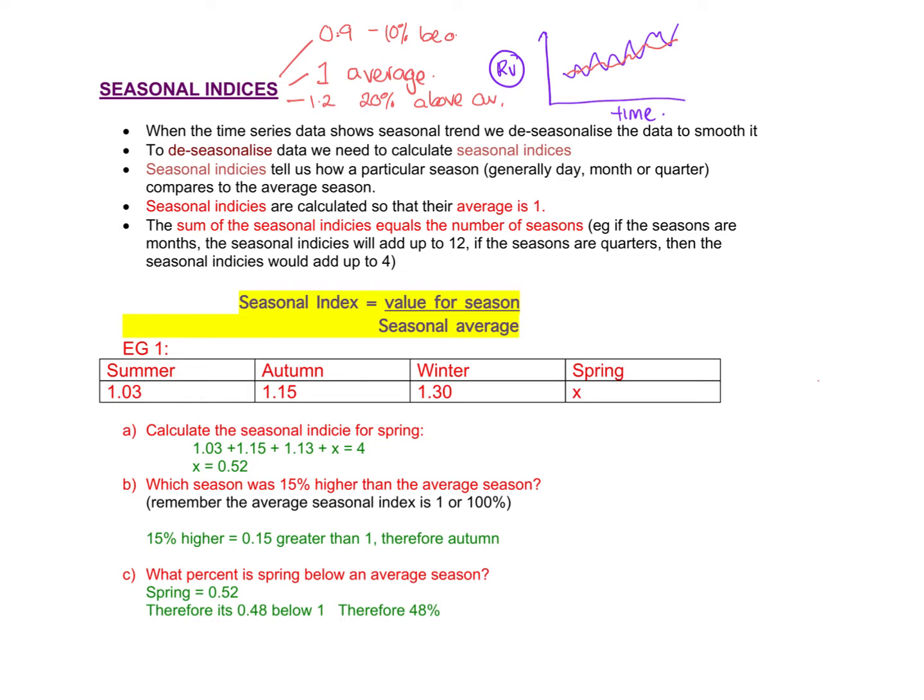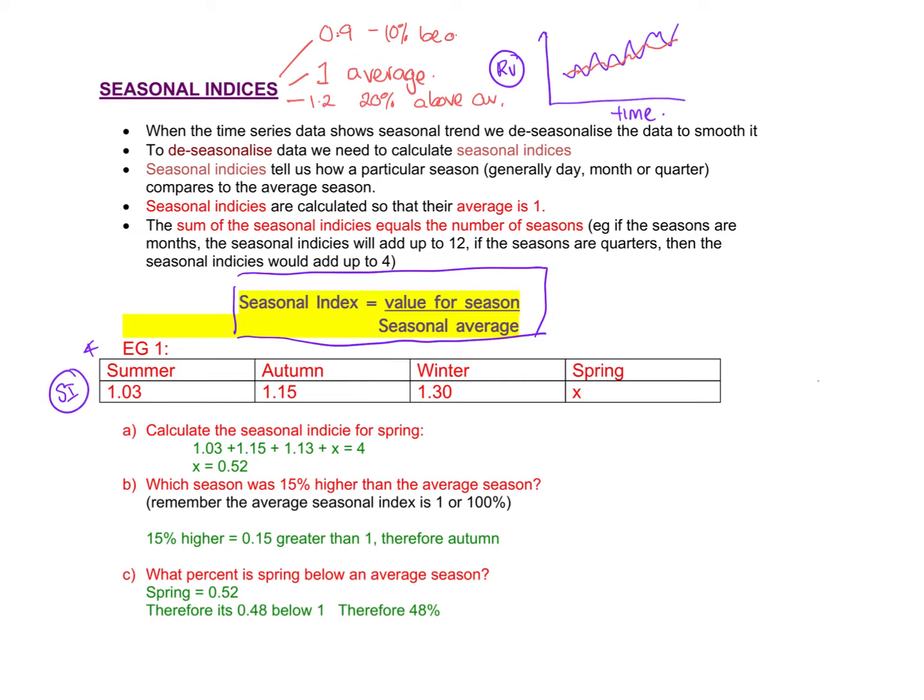When we use the data to calculate a seasonal index, we take the value for the season. Say they were talking about jumper sales and how many were sold in summer, and they gave us a certain amount; that would be the actual. Then we divide by the seasonal average. We add up all the sales for summer, autumn, winter and spring, and divide by 4 to get the seasonal average. That's how we calculate a seasonal index. Here they've done that and given us the seasonal indices for these jumper sales.